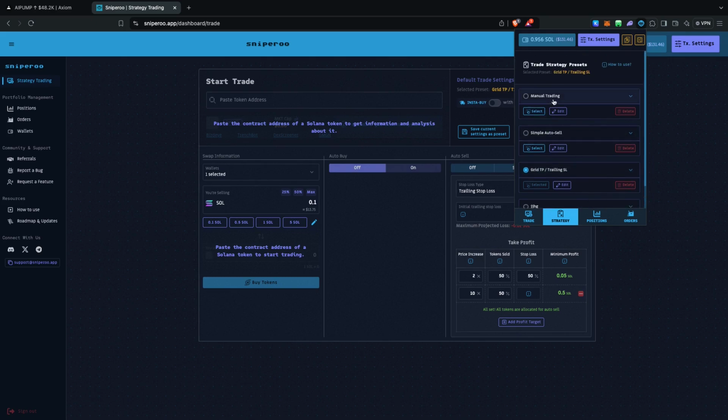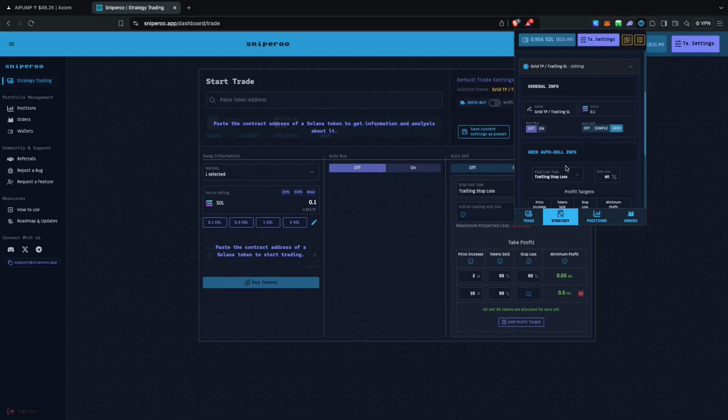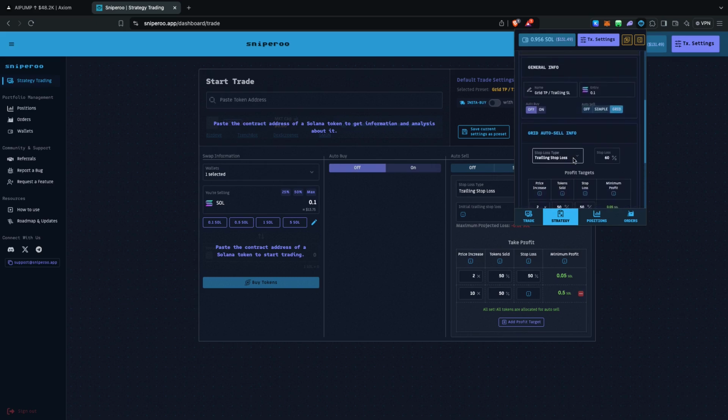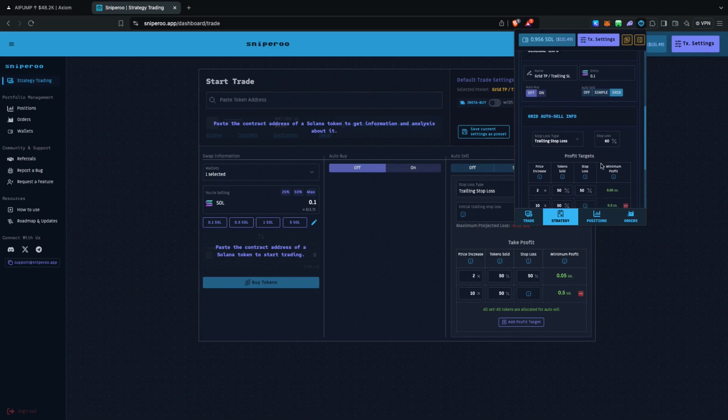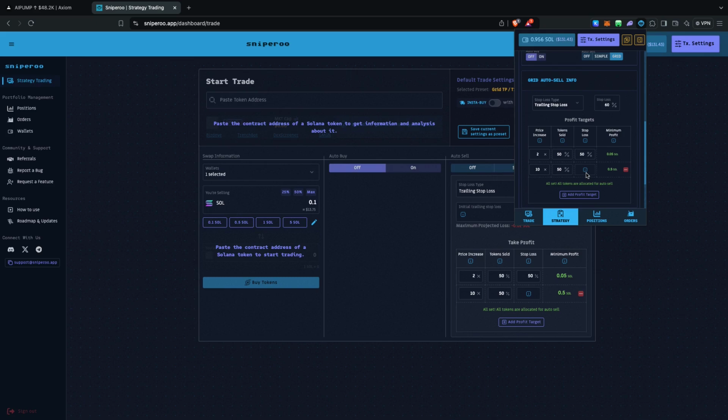Number one, there's manual trading, and there's a simple auto sell. So neglect these two types of trailing stops. Go to the grid, take profit, and the trailing stop loss. These are my settings right over here. I've got a trailing stop loss of about 60%. Then I've got a 2x 50% take profit and a 10x 50% take profit. Just pause my video and take a look at this.